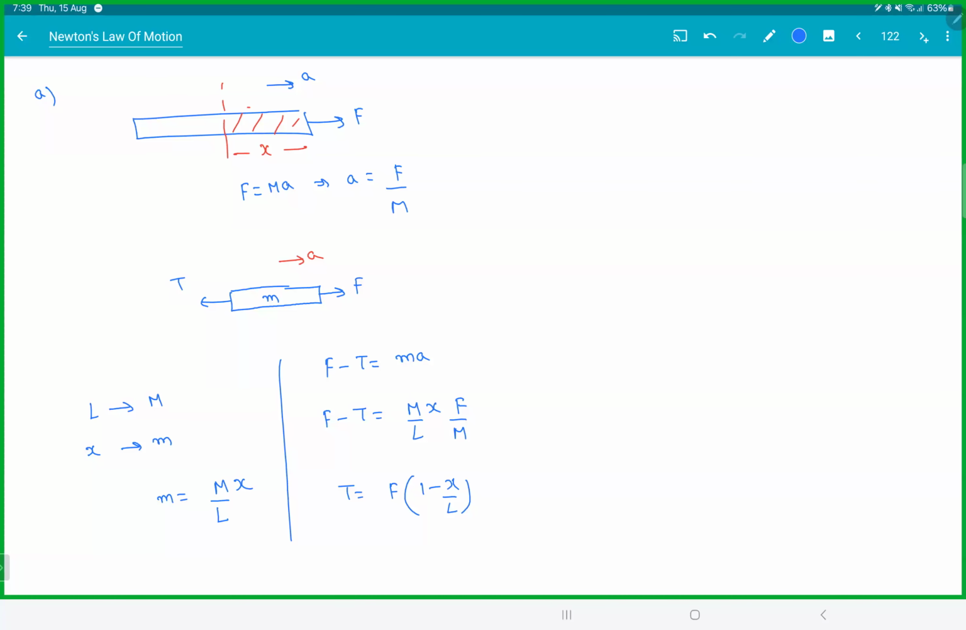So the main idea is when you're cutting somewhere, mass will change. So you have to include that mass cutting. That was our game. I hope that you got the idea now. Can you do the B part?